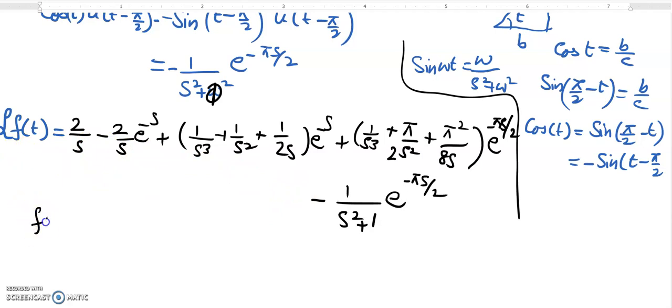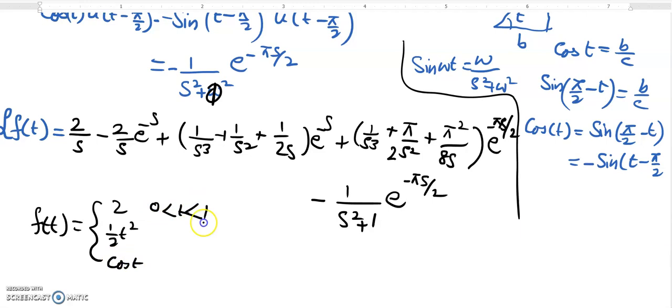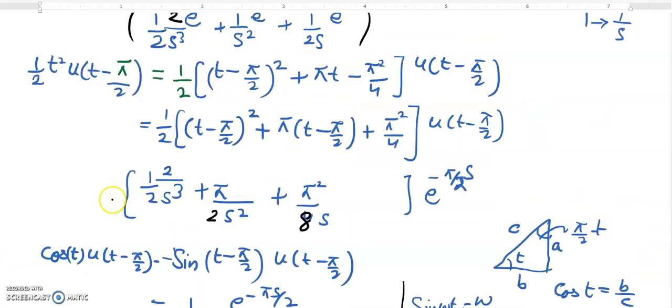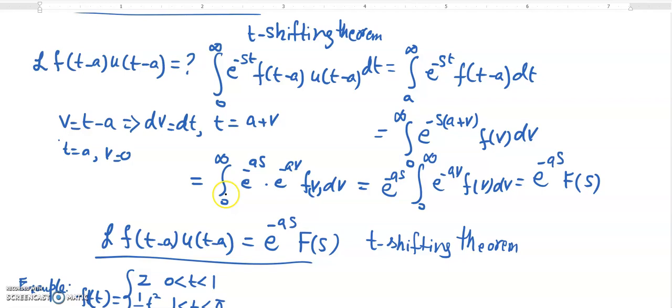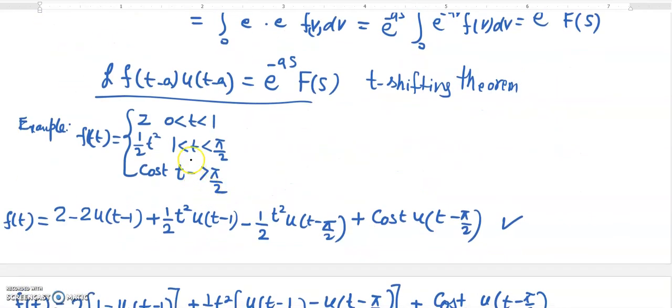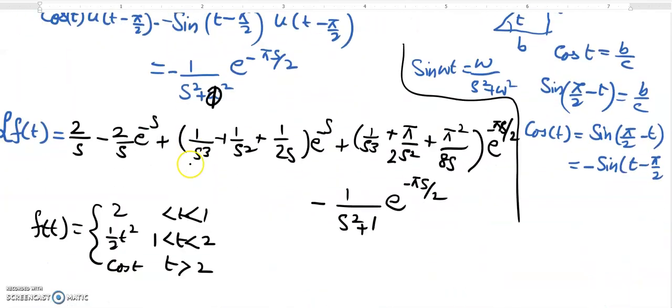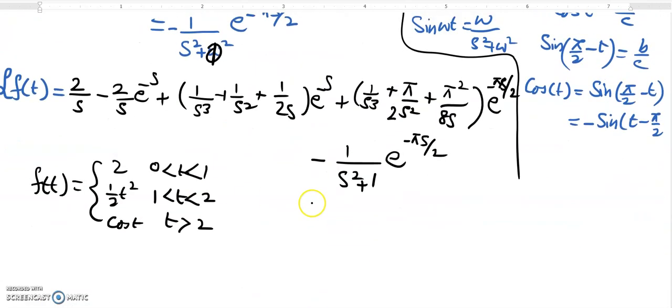So what was the function? The function of t was 1 over 2 t square, and then cosine of t, for 0 to 1 it is minus 1, and from 1 to 2, and then t greater than 2. It was something like this, if I remember, a long time ago. Yes, so it was this, pi by 2.